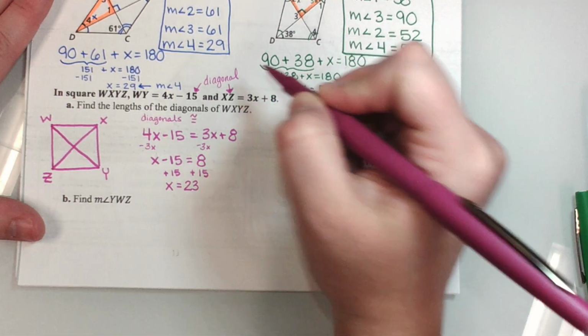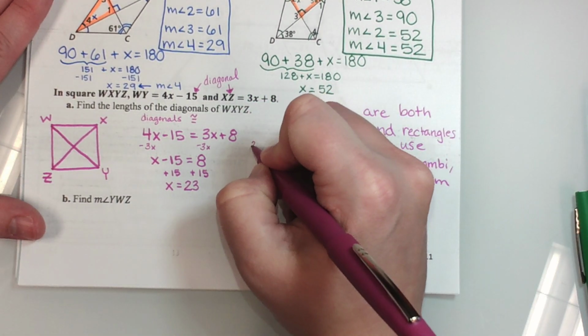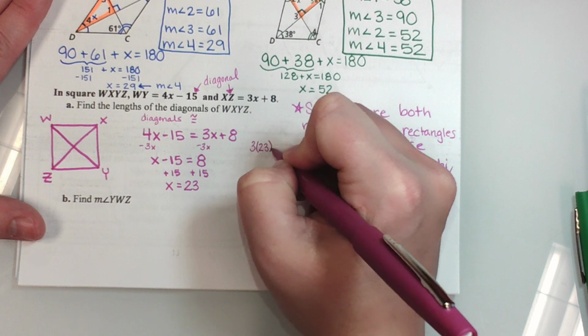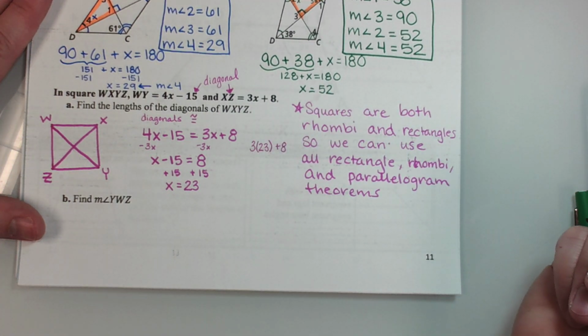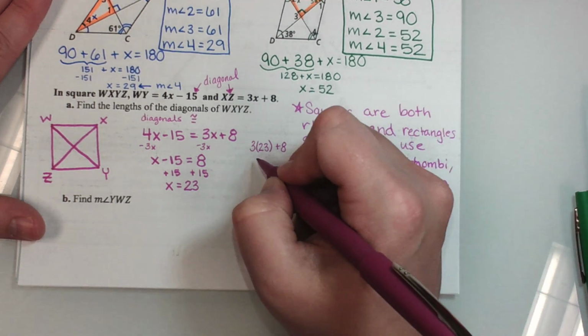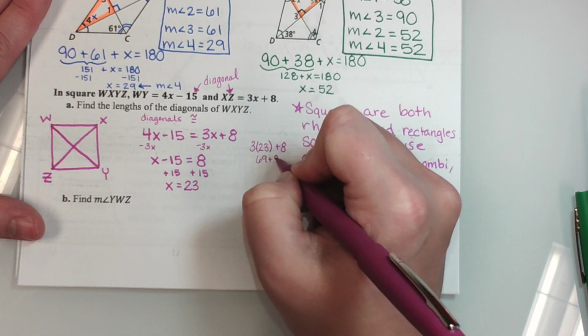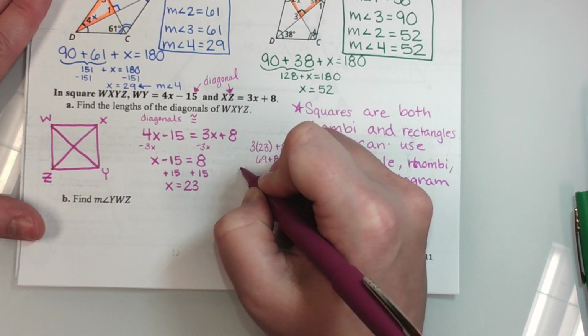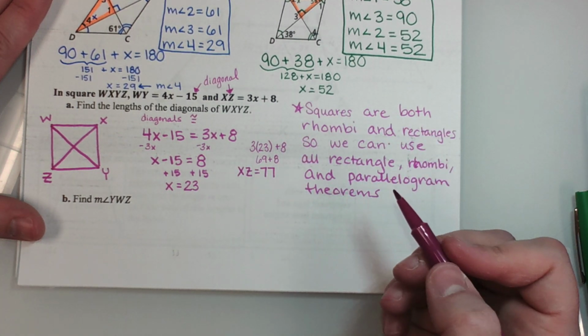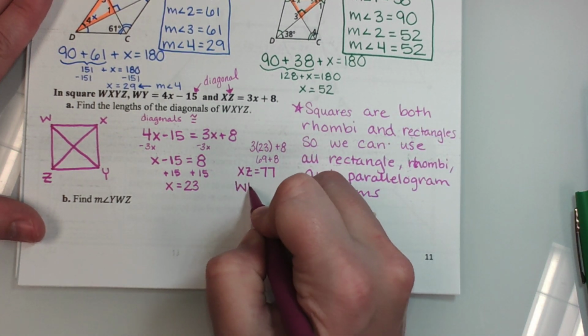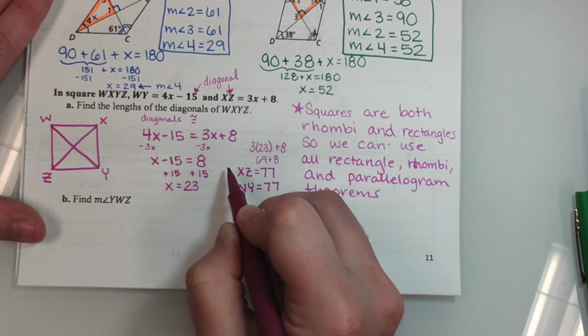I think this one's easier. 3 times 23 plus 8. 3 times 23 is 69 plus 8 is indeed 77. XZ equals 77. And if XZ is 77, WY is 77, because those are the diagonals.